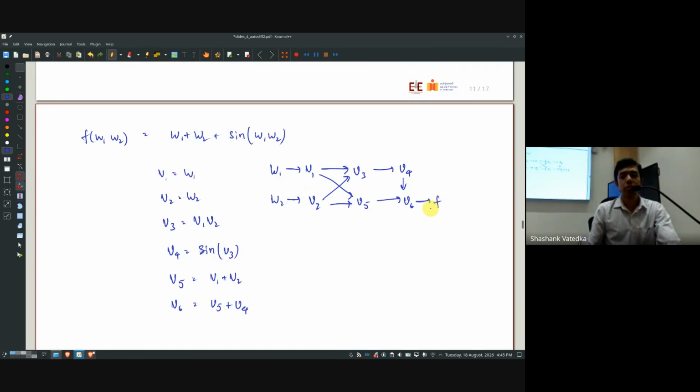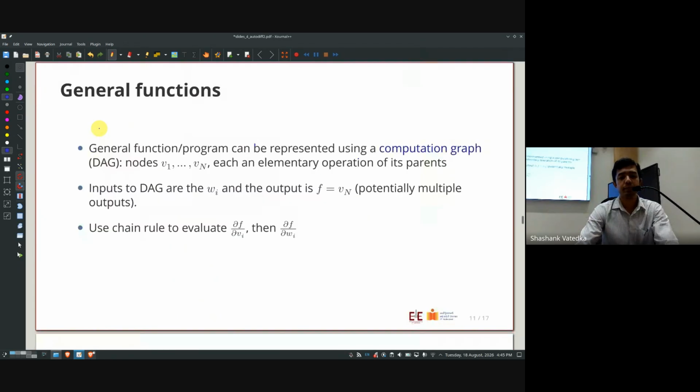So use this backpropagation type approach to find V1 bar and V2 bar, and verify that it's equal to the partial derivatives of f with respect to W1 and W2. All right. So that's the general idea.